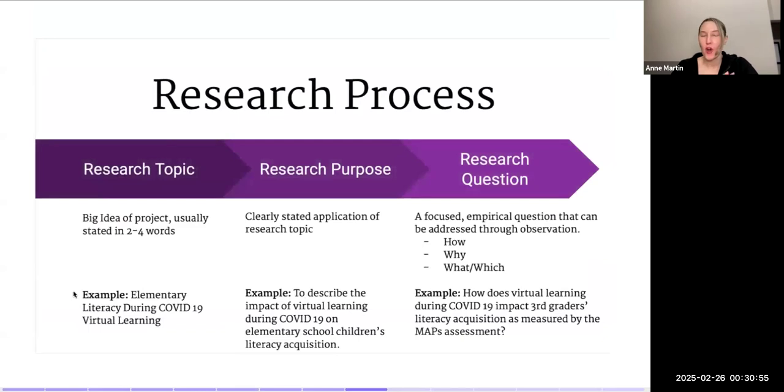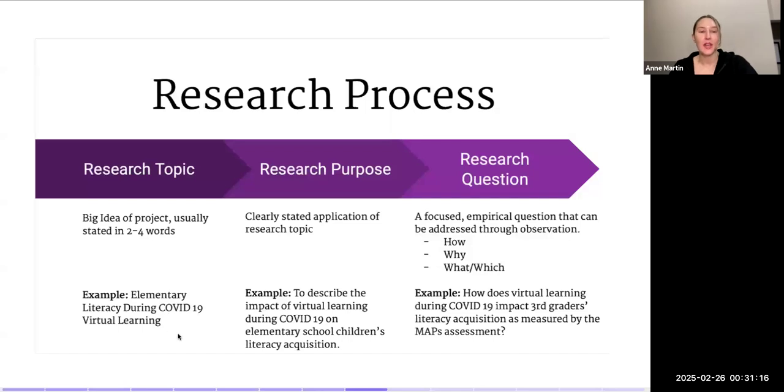So when you are outlining a research proposal, you can start with your topic, which is your big idea, usually stated in a few words or a sentence or two. Then your purpose, which is your application, what you hope to do with it. And then from there, you can build on to your specific research question.